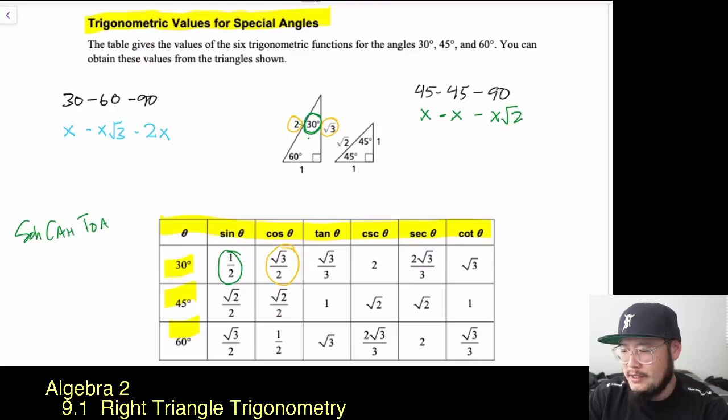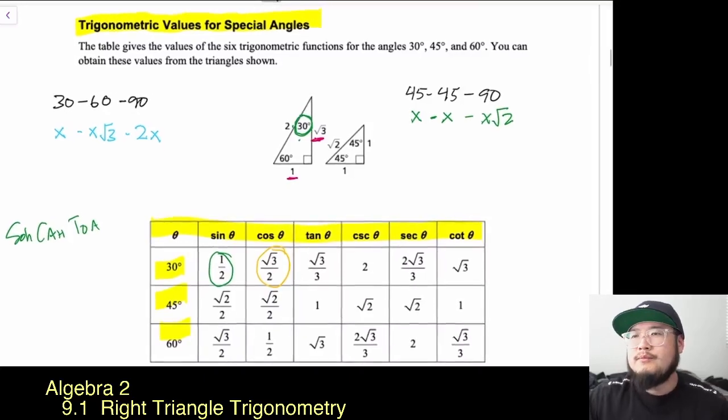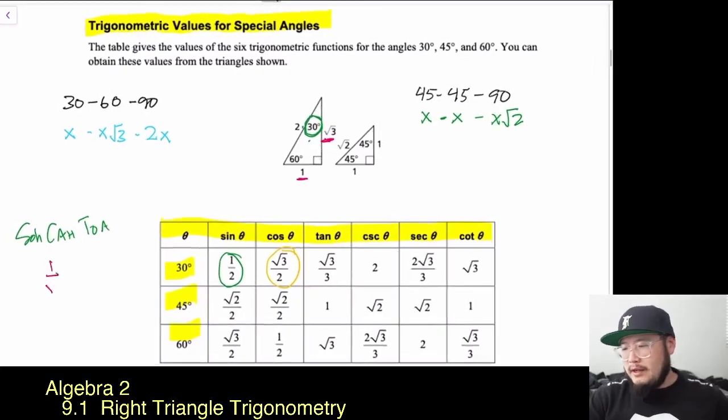How about for tangent? Well, if I go ahead and erase what I have there, tangent of 30 is opposite, which is 1, over adjacent, rad 3. So right here for tangent, I'm going to put 1 over rad 3. Now, if I look at the answer right there, they put rad 3 over 3. It's not the same. You're saying what gives?